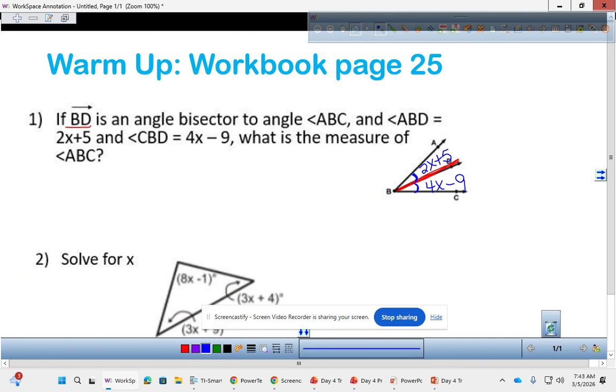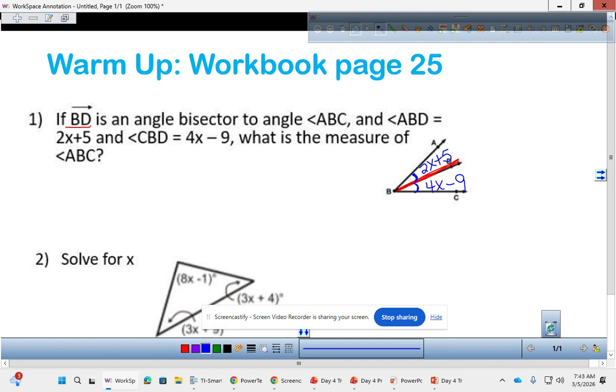Bisecting creates two equal angles. Yesterday we talked about three different ways to solve problems. Angle 1 plus angle 2 equals 180. Angle 1 plus angle 2 equals 90. Angle 1 equals angle 2. Which one's this? It creates two equal angles. Should I add them up and set them equal to 180? No. Does that look like a half circle if I color that in? No. Do I see a box? No. So I should use angle 1 equals angle 2.